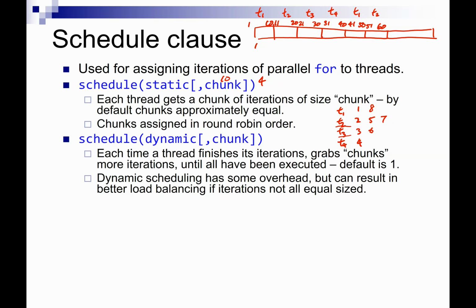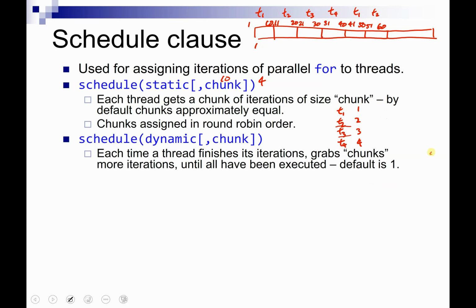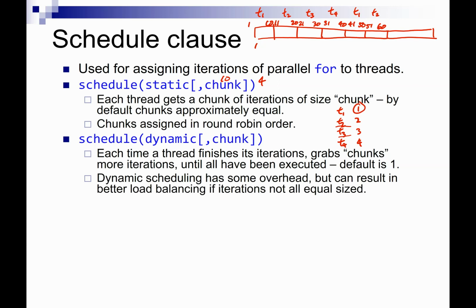So in that case, for example, if T1 got a very expensive iteration, so let's sort of mark that with a circle. If this is very expensive, then T1 might need to spend a lot of time on this iteration. But then maybe T2 got a very cheap iteration.